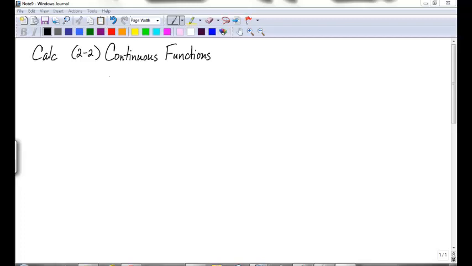Okay, this section's on continuous functions. You did continuous functions last year in trig, where you can draw the sine graph, and the general idea on continuity is if you can draw the graph without lifting your pencil, then it's continuous. If you have to lift your pencil and go to another part of the page, then it's discontinuous.